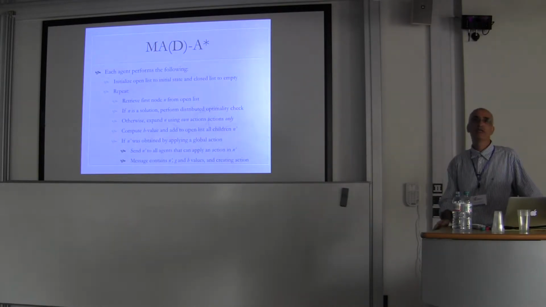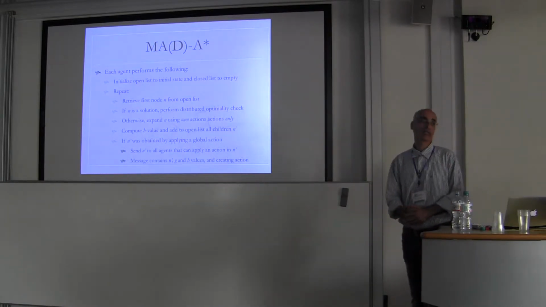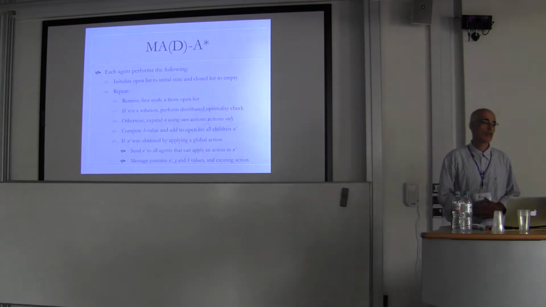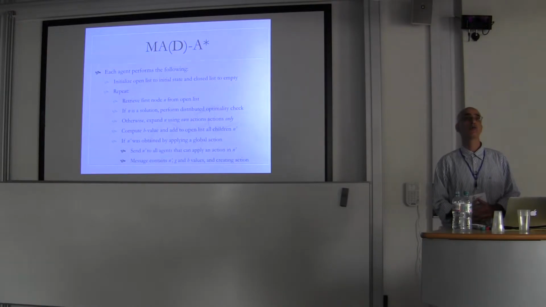Let's look at multi-agent distributed A star. So each agent performs the following. It initializes its open list to the initial state and the closed list to an empty list, and it repeatedly does the following. It retrieves the first node from the open list. If it's a solution, it performs a certain distributed optimality detection algorithm. Otherwise, it expands the node with its own operators only.